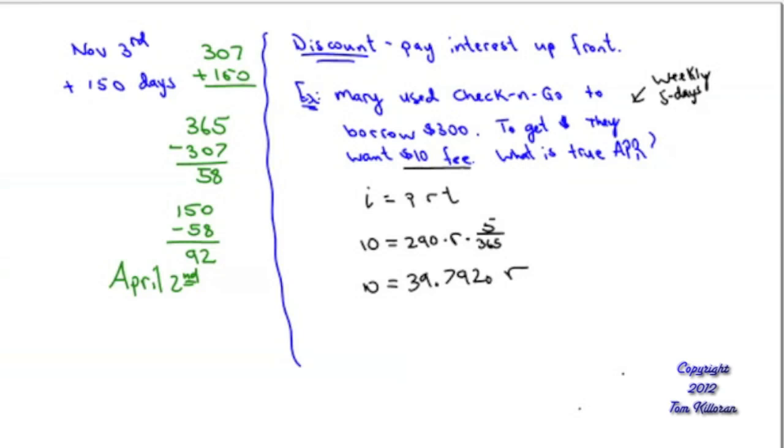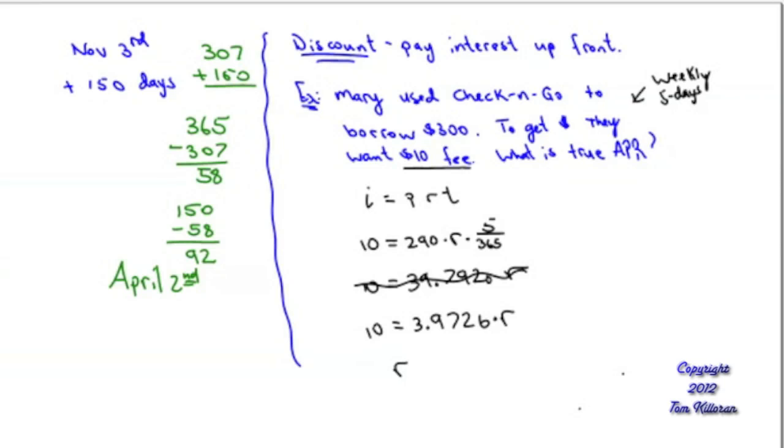Because we're rounding it, what? I got 3.9726. Which R now? Times R. Okay, how do I solve for R? Divide both sides by 3.9726.